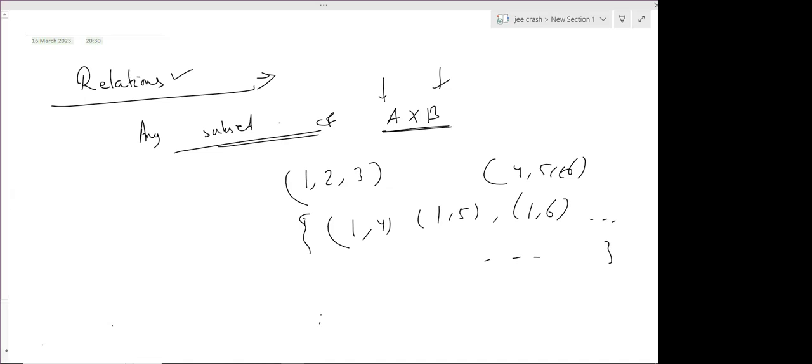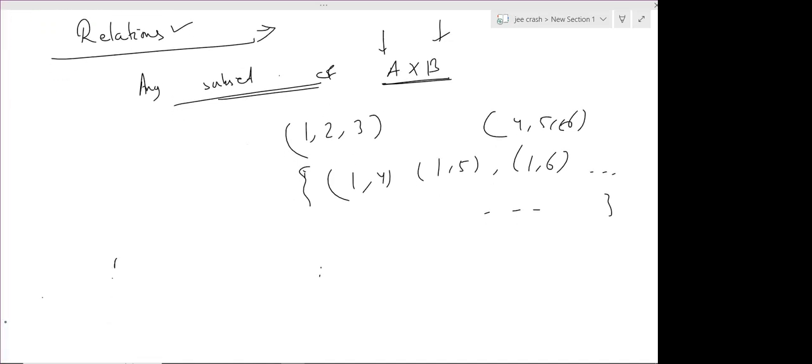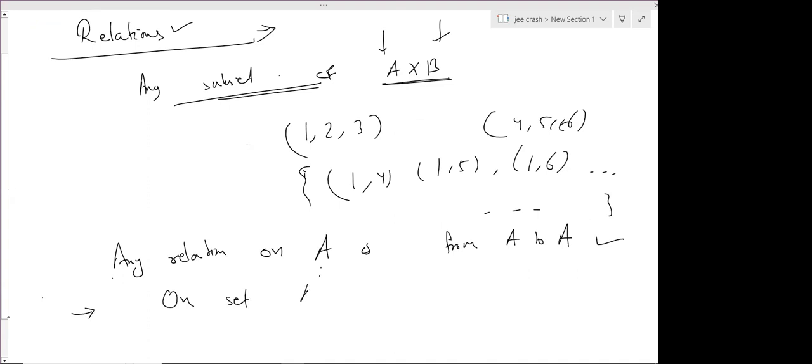Any relation on A is written as from A to A. This is a very important thing to know. If they say there is a relation on set A, that means this is a relation from A to A. All right, two sets are A and A itself.